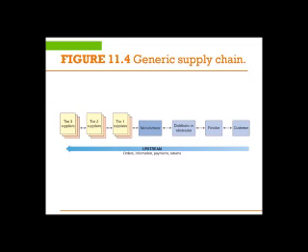Customer places an order on the retailer, the retailer places an order on the distributor, who places an order on the manufacturer, and then my purchasing department places an order on my tier 1 suppliers, who place orders on tier 2, and so forth. And it also involves the flow of money.